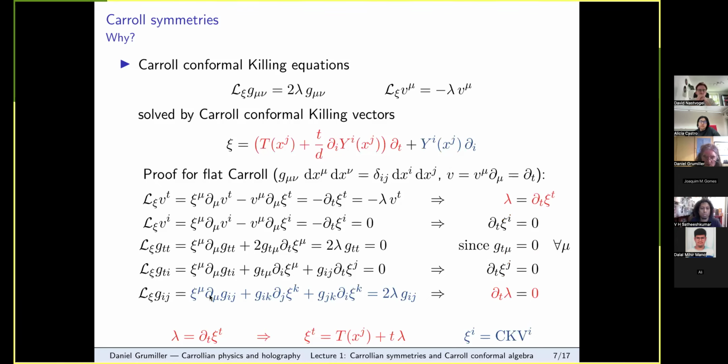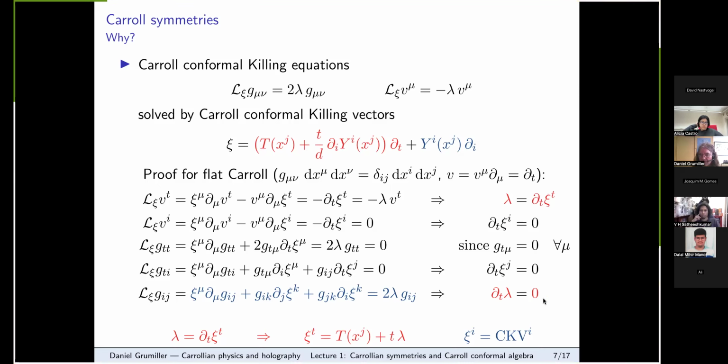So there's only one final equation. And, if you are familiar with conformal field theories, you will recognize this just as the conformal Killing vector equation in a Euclidean setup, so in one lower dimension. So this applies only to spatial indices here. One of the consequences is that ∂_t lambda has to be 0. And the other consequence is that the ξ^i, the spatial part of these Carroll conformal Killing vectors, have to be spatial conformal Killing vectors. So that's why you only have finitely many of them. But the ξ^t is unconstrained except for these two equations.